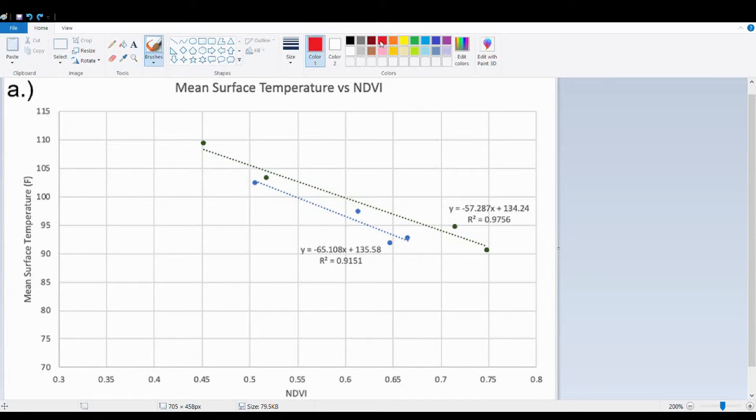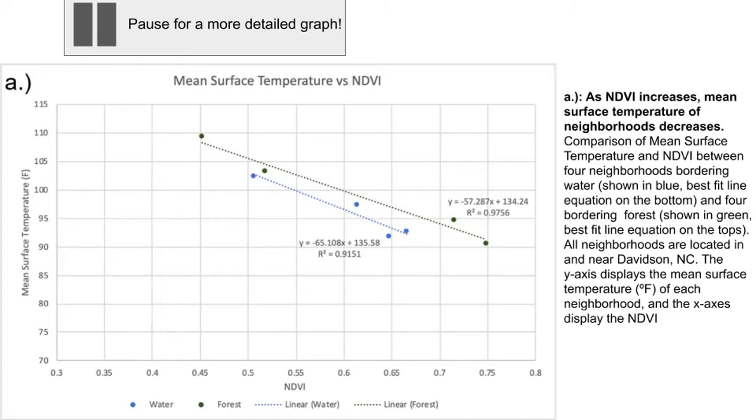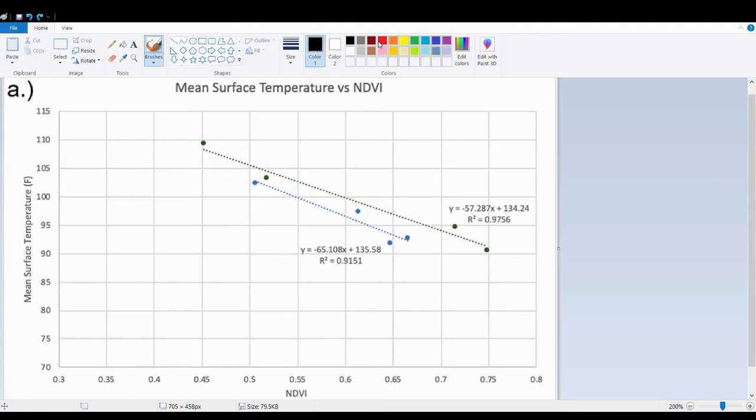Overall, we found similar relationships between temperature and NDVI between both kinds of adjacent land type neighborhoods. As average NDVI, or vegetation in cover, increased, mean temperature decreased. Feel free to pause the video for a better look at the graphs. Inversely, as the number of houses per acre increased, mean temperature tended to increase. We also saw this happening similarly between neighborhoods on the lake versus neighborhoods elsewhere.